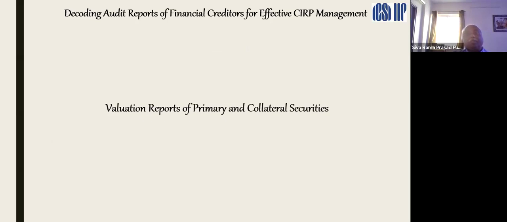Valuation report of the primary and collateral security. Before the CIRP commencement date, these reports are available. These reports are with the financial creditors. So the rough idea about all these things is useful to the IRP or RP at the time of the initial starting of the process.